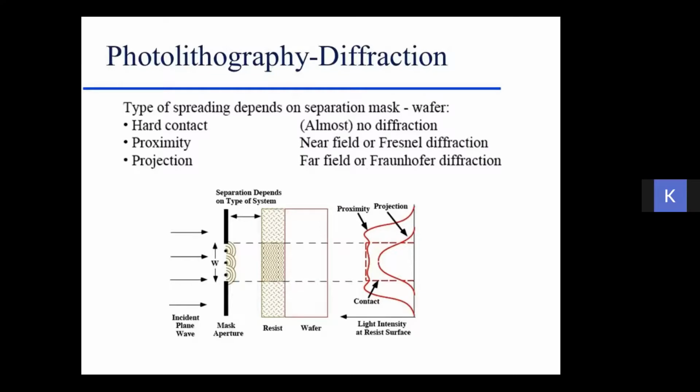Now this is exactly what I was telling about the diffraction thing. So you can see the proximity one is showing a diffraction pattern, whereas in the projection, the diffraction effect has reduced a lot. So if you compare the two, obviously it shows that compared to proximity printing, projection printing is a much better solution. And this is based on the far field or the Fraunhofer diffraction, whereas the proximity printing is a near field one, which is the Fresnel diffraction.